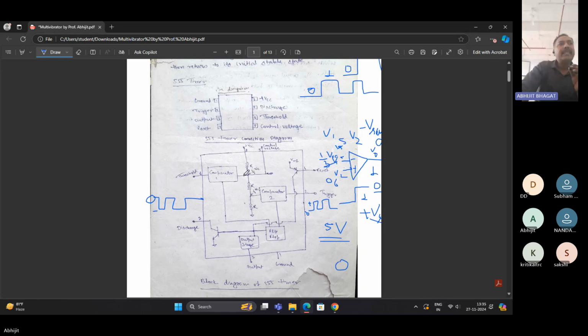If you want to change this voltage, this terminal voltage, you can supply the voltage at control voltage terminal. ओके, अगर यहाँ से कुछ दूसरा वोल्टेज दे दोगे 5 टर्मिनल से, तो क्या होगा, यहाँ पे वोल्टेज चेंज होगा. तो दिस कंट्रोल वोल्टेज कैन कंट्रोल द इनपुट ऑफ दिस कंपैरेटर 1.